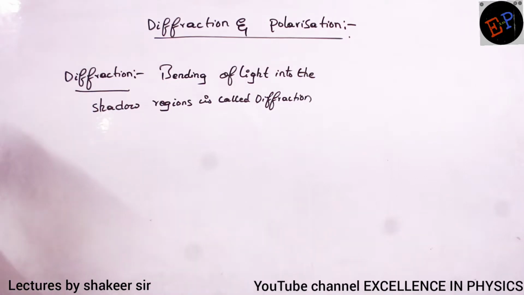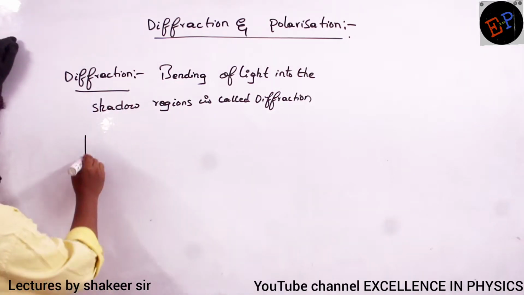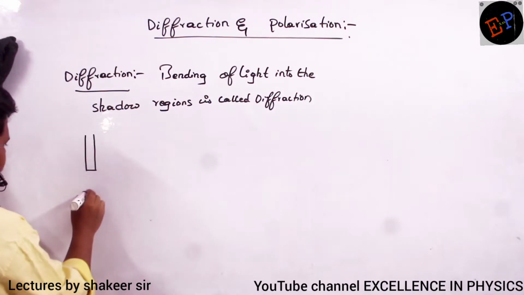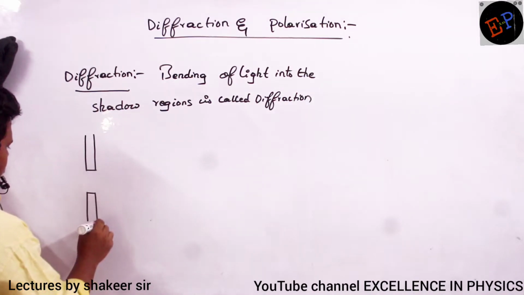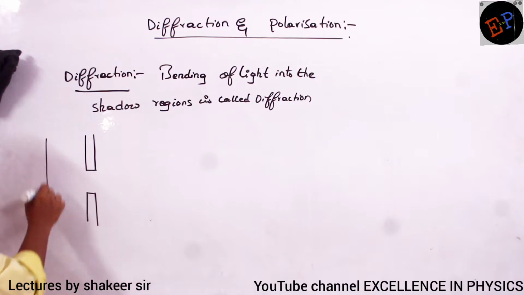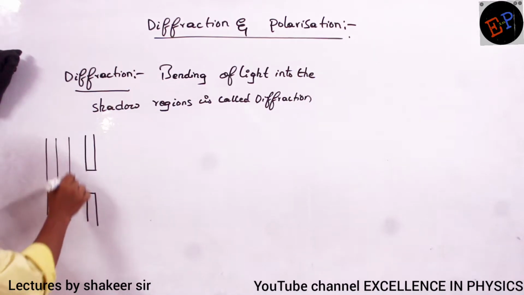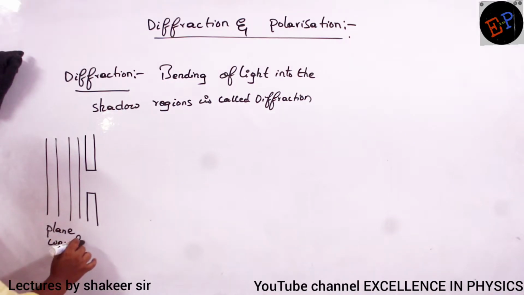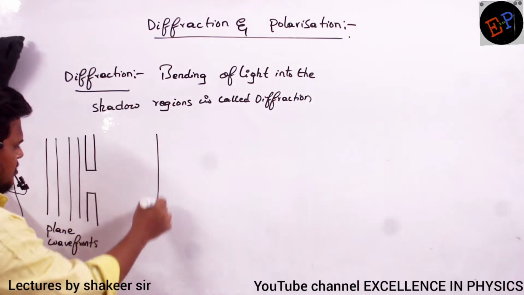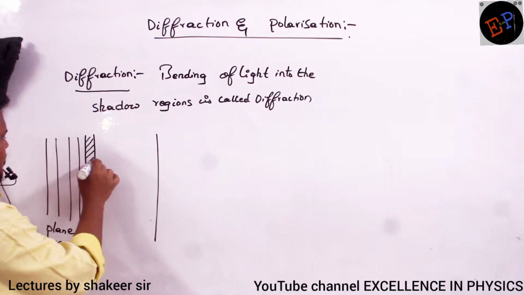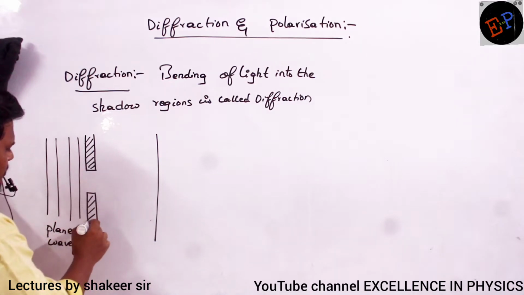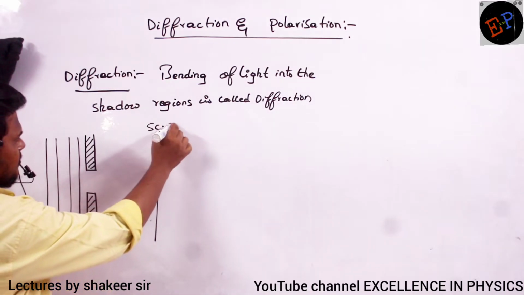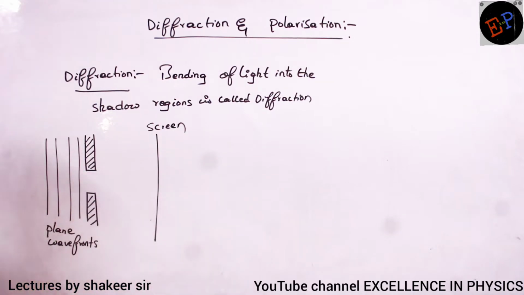So what is the meaning of this? See, for example, if this is an obstacle, and consider plane wave fronts are traveling like this. So these are the plane wave fronts. Now here there is a screen. So this is an obstacle with a small opening, and here there is a screen. Then what do you expect?